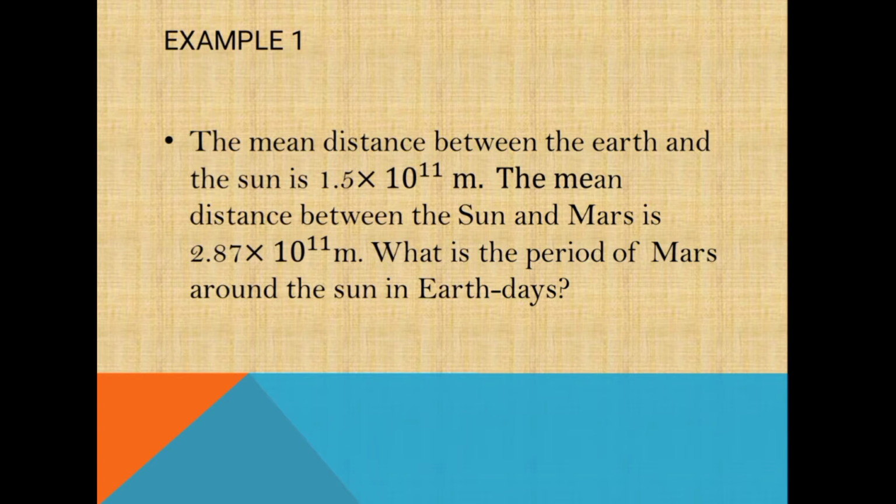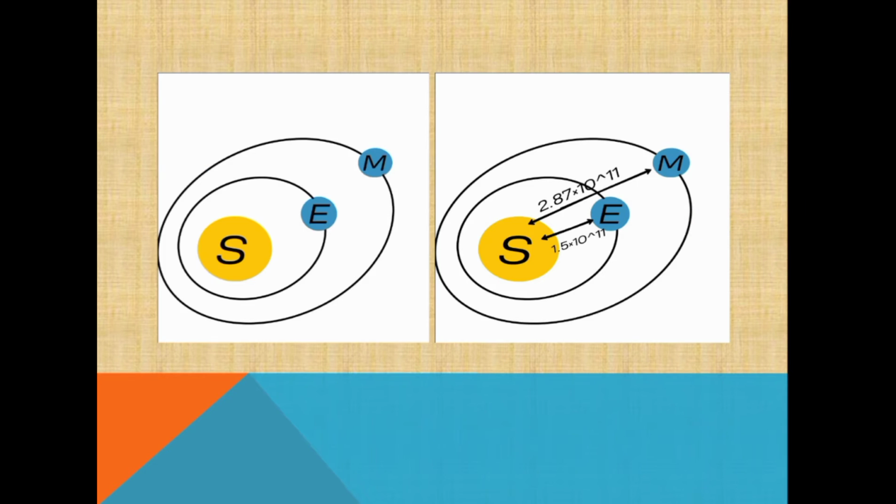The mean distance between the Sun and Mars is 2.87 times 10 to the power of 11 meters. What is the period of Mars around the Sun in Earth days? So this is the thing that we are going to see.